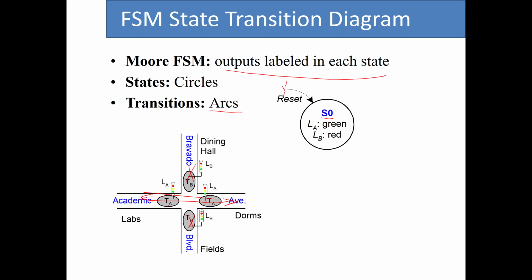So that means that if TA is 1, or if we have traffic still in the Academic Avenue, we stay at the same state. So this is one arc that we can draw. When TA is 1, we stay at state 0. So this is the first transition that we have. What about when we check TA and it is 0? So that means that there is no traffic here. Then we can start the transition to go to the next state.